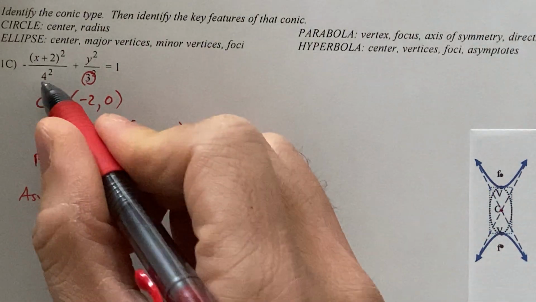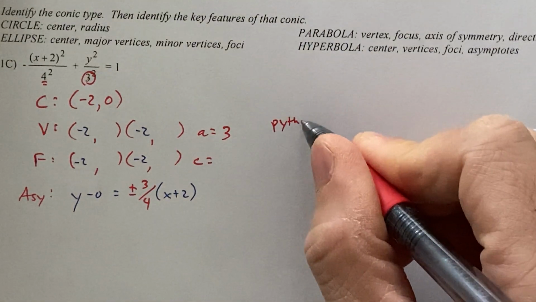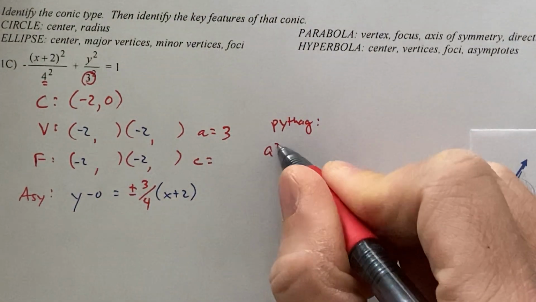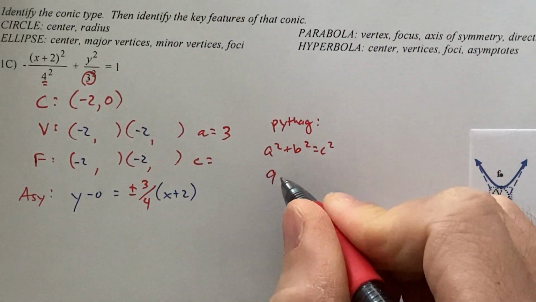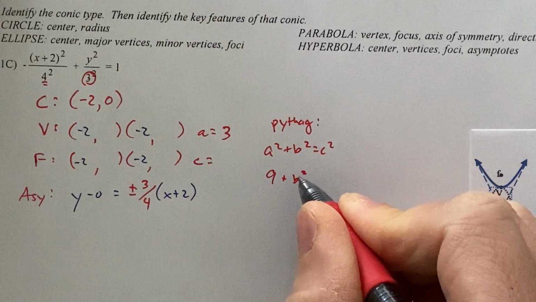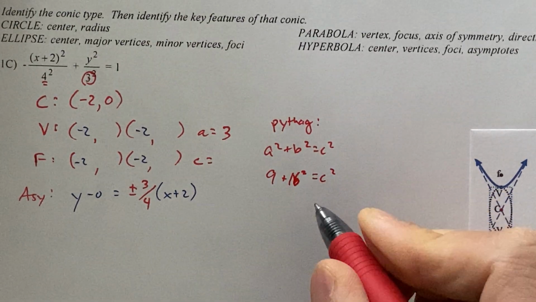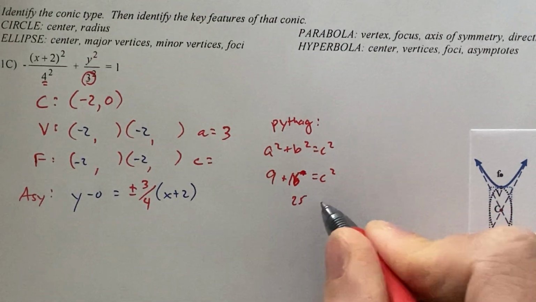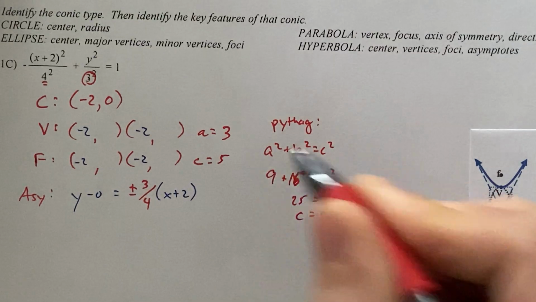I do know that this is B, so what's the relationship between A, B, and C for hyperbolas? This one is the Pythagorean theorem. So it's a squared plus b squared equals c squared. The easier one, I guess. A squared plus b squared, oops, b squared is 16, equals c squared. So that's 25. So c must equal 5.